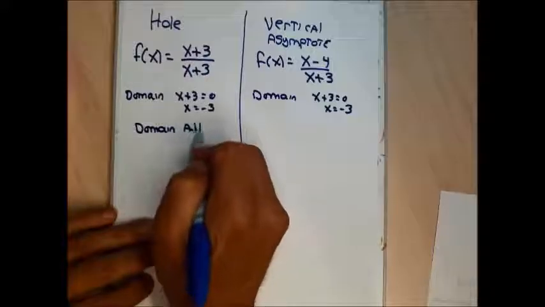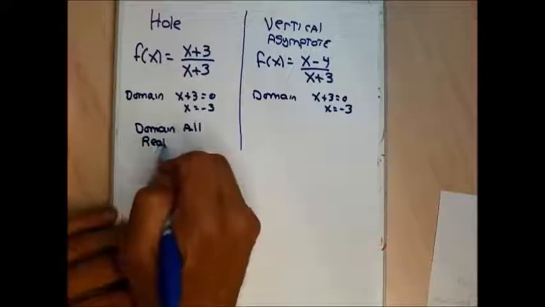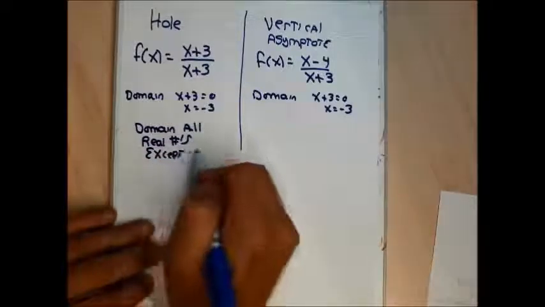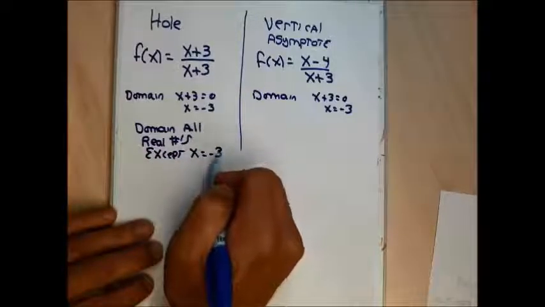For both of these, the domain is all real numbers except x equal to negative 3. I wrote a really cheap answer because I'm not doing this for homework.